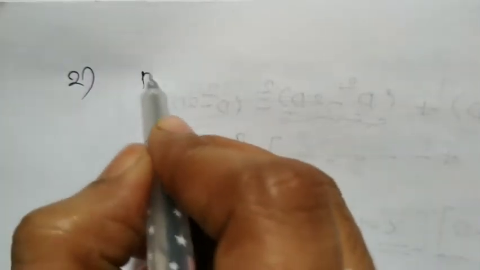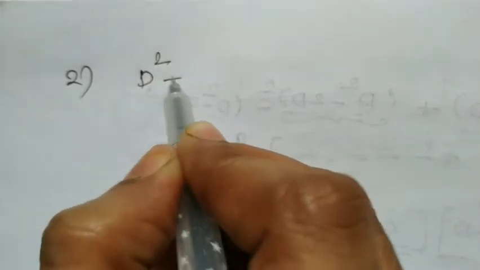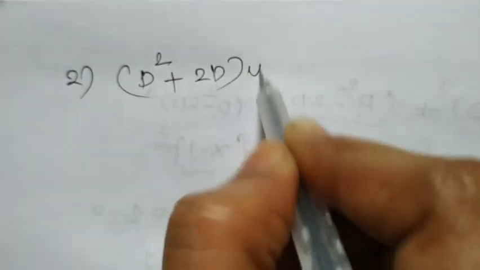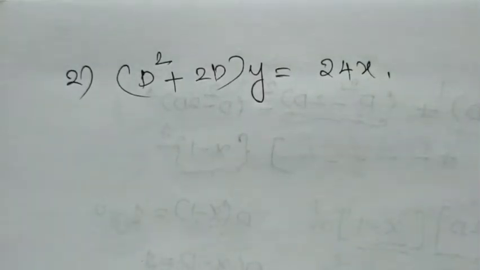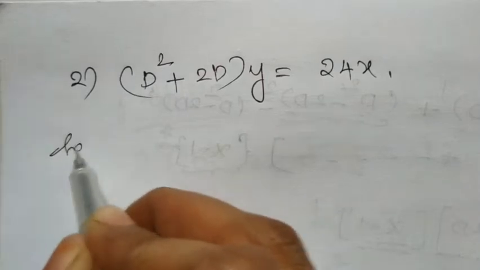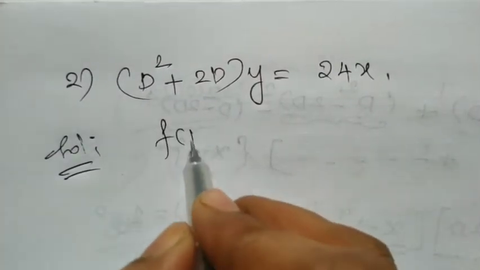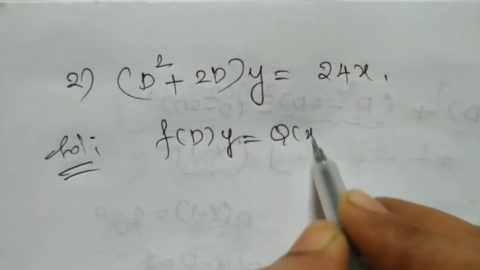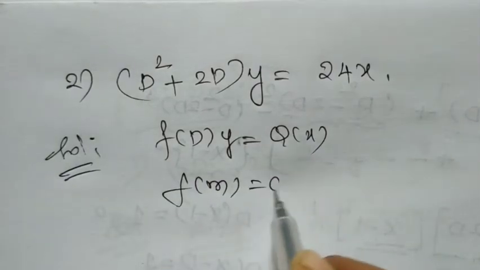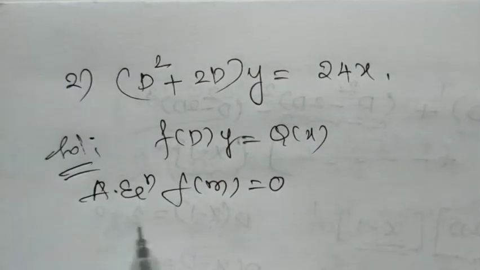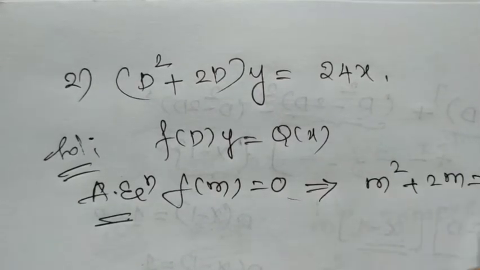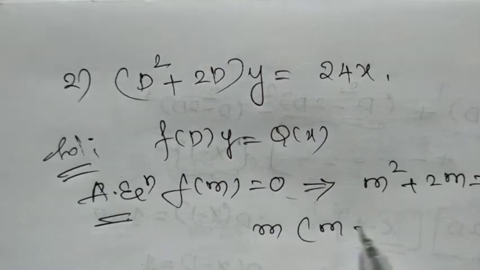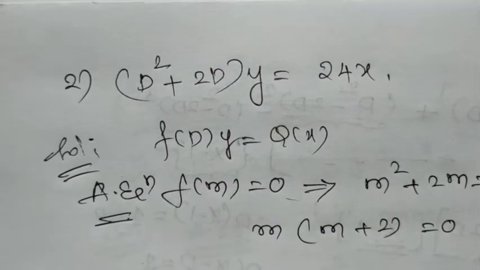Next problem, (d square plus 2d) y equal to 24x. First, to find the auxiliary equation solution. Here f of D of y equal to Q of x, so f of m equal to 0, that is the auxiliary equation. So m square plus 2m equal to 0. Here m is common, m into (m plus 2) equal to 0. Therefore roots are 0 comma minus 2.